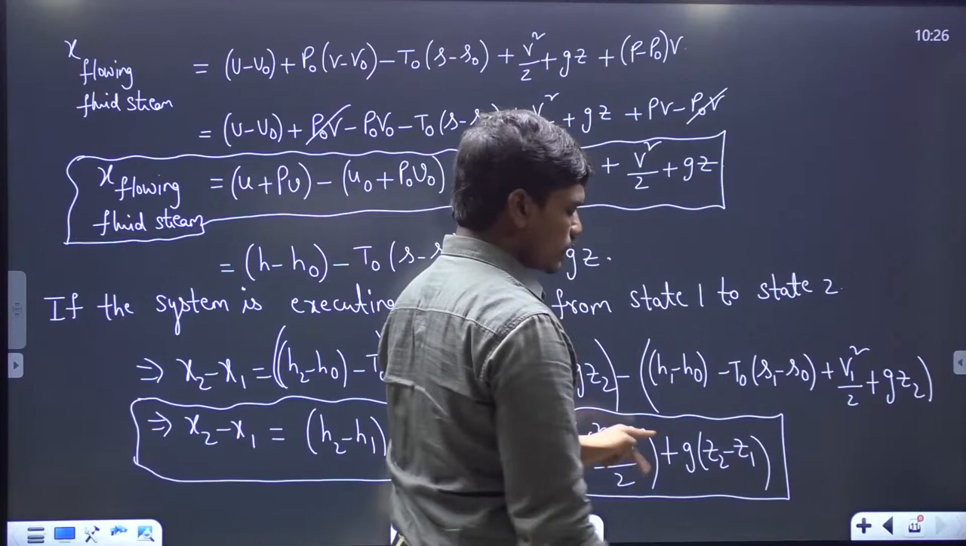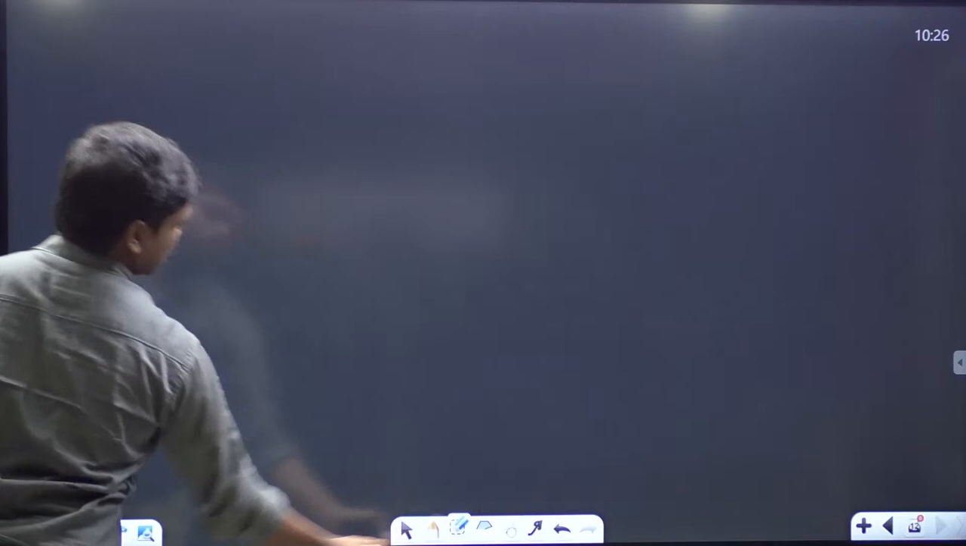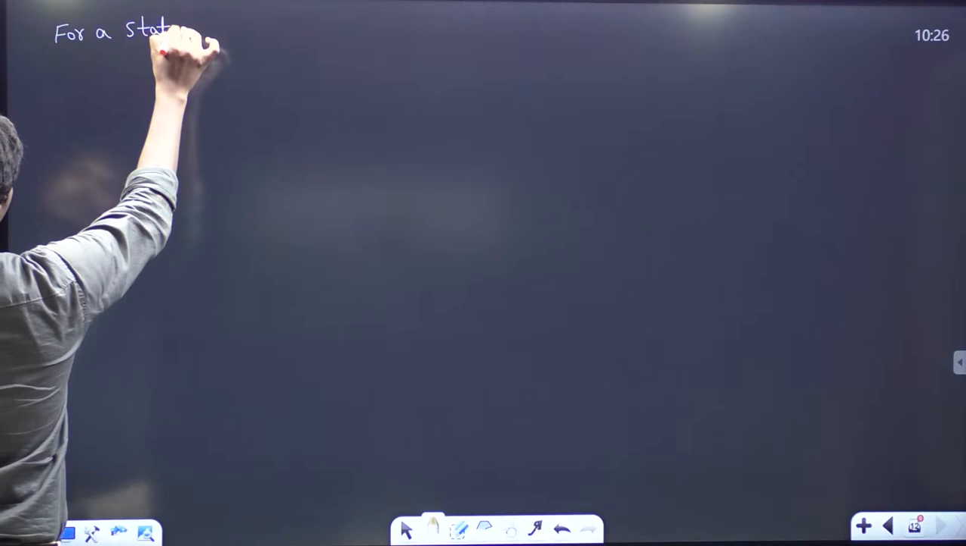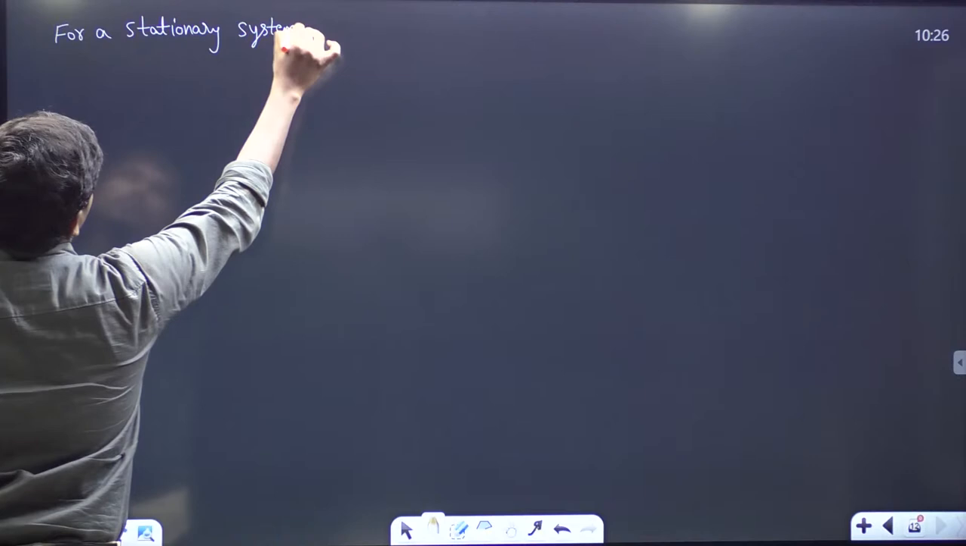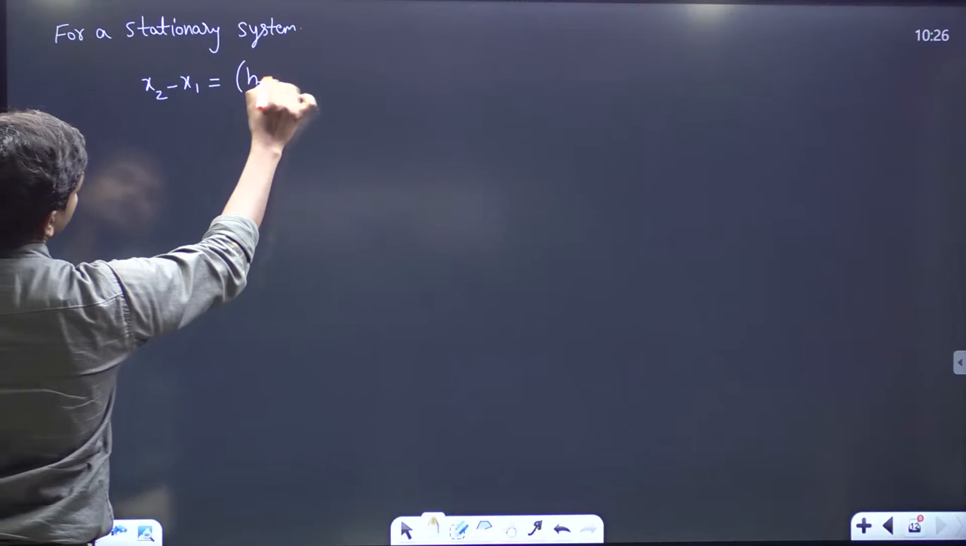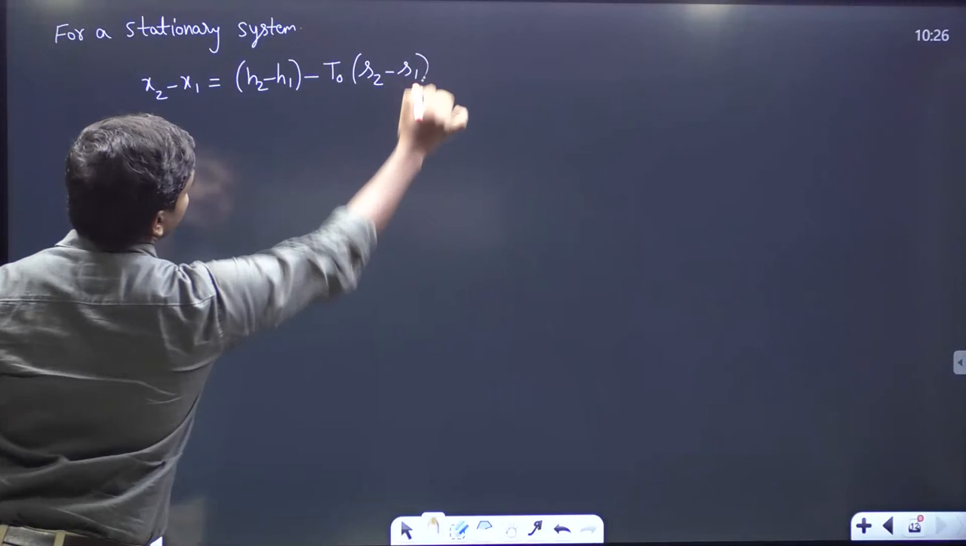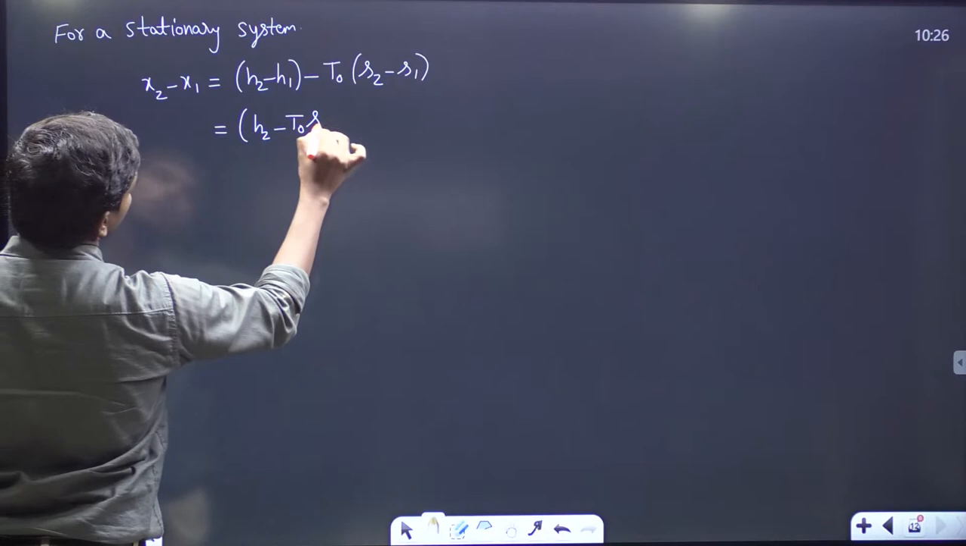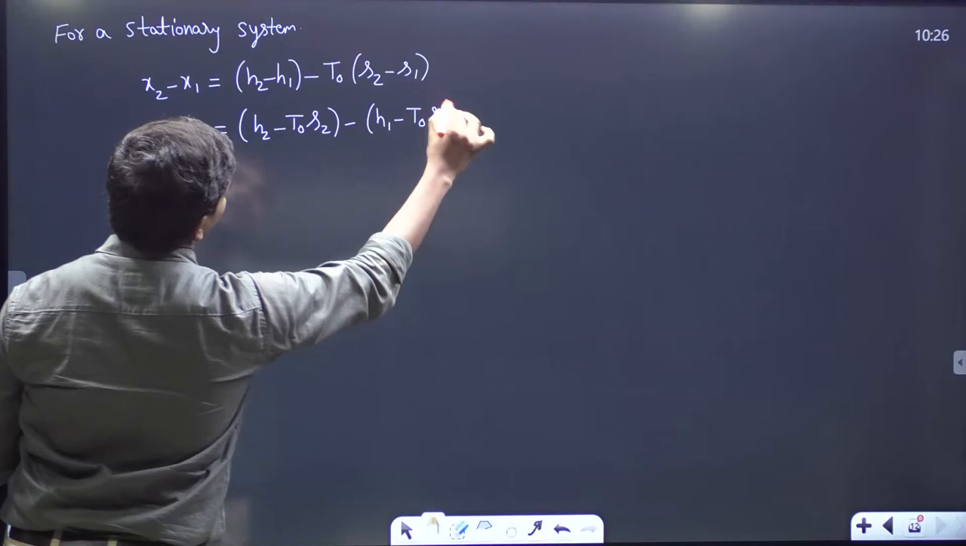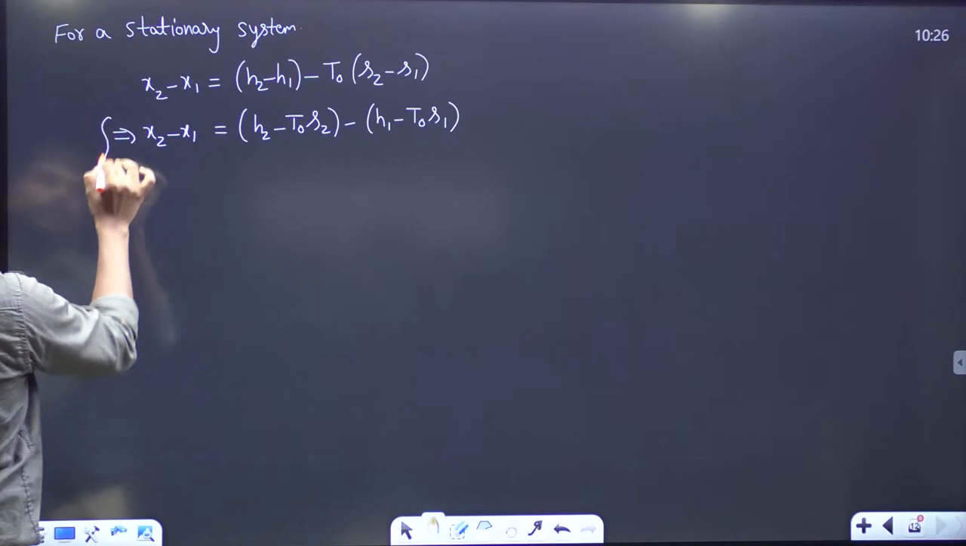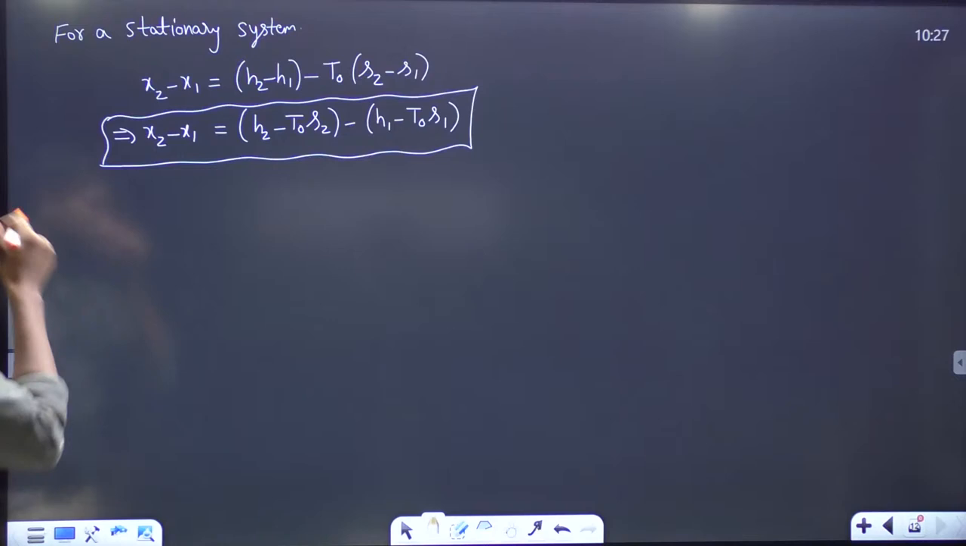So we can write, for a stationary system, neglecting the kinetic and potential effects, X2 minus X1 is equal to h2 minus h1 minus T0 into (S2 minus S1). And this can be written as (H2 minus T0 S2) minus (H1 minus T0 S1). And this is equal to the exergy difference of a control volume when it's taking a process 1 to 2. It means some part of the energy is getting decreased. We'll see what is that decrease and all these things. So did you all understand?